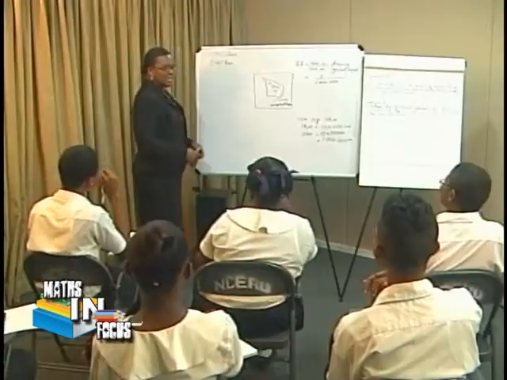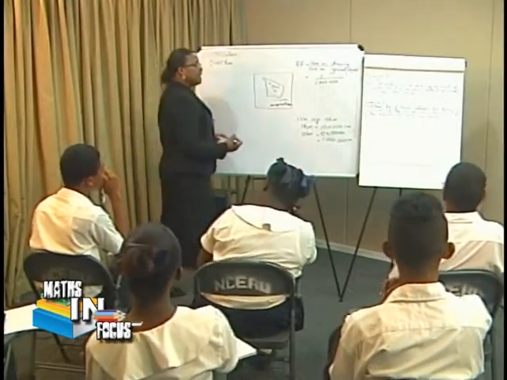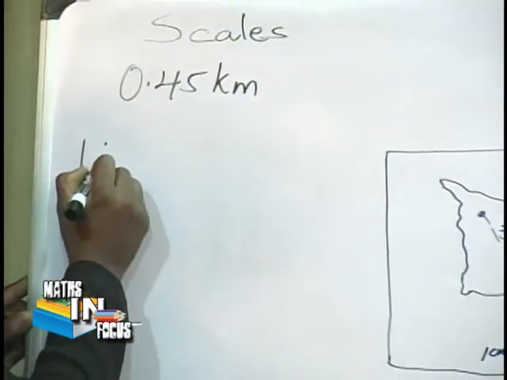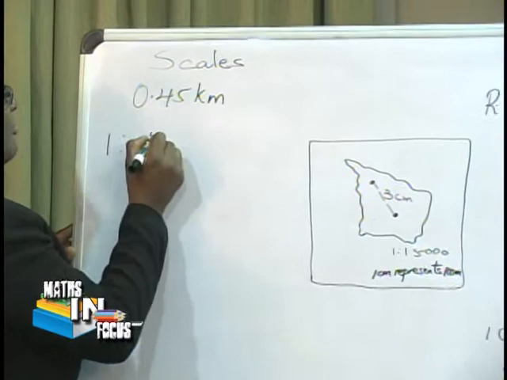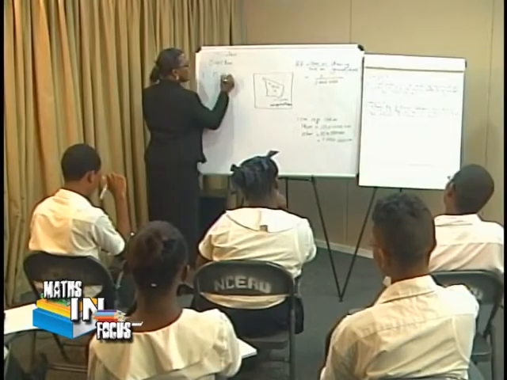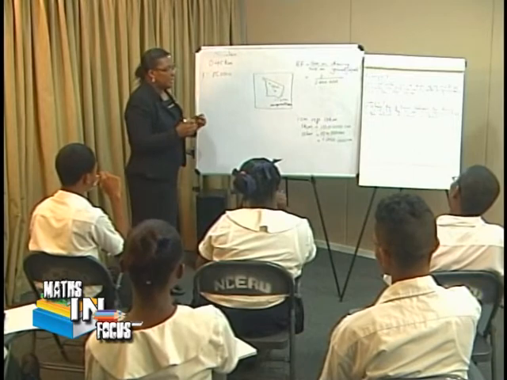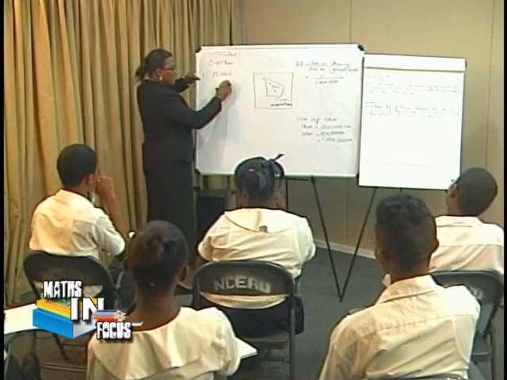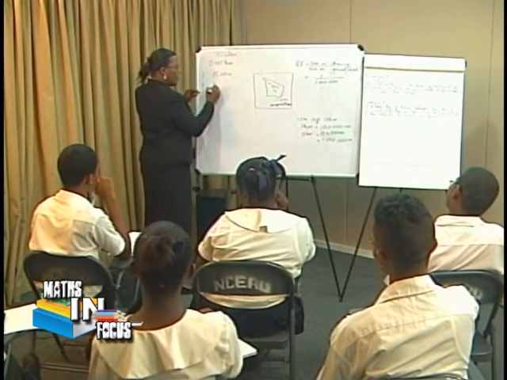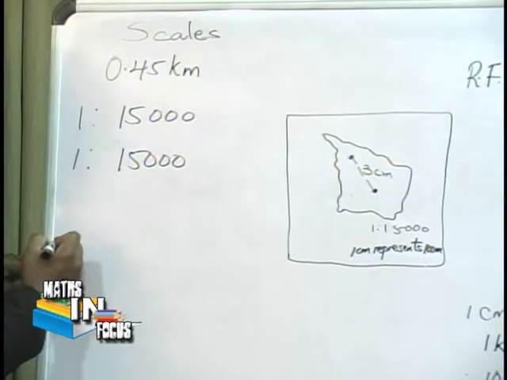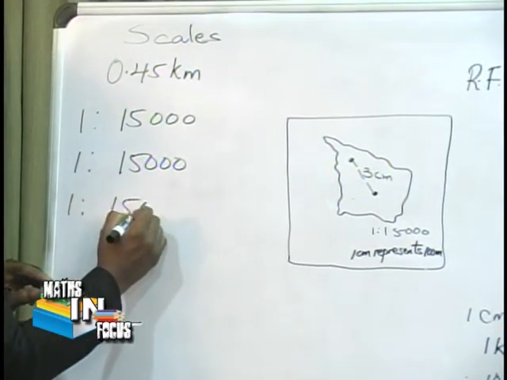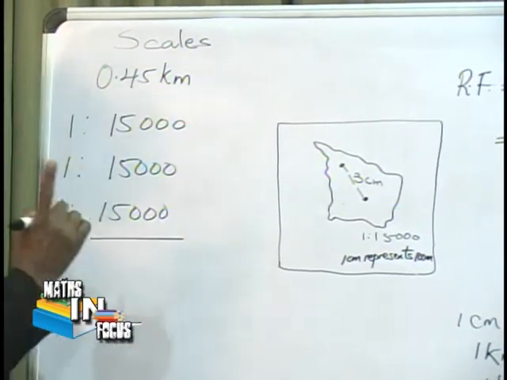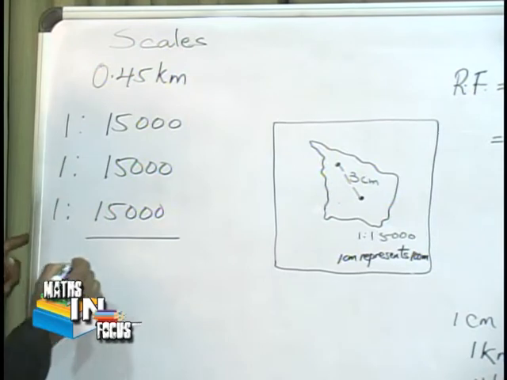Right, now let's reason this thing through. The scale says 1 cm on the diagram would be 15,000 on the ground. There are two towns, 3 cm apart. So if one is 15,000, then a second would be another 15,000, and then a third would be another 15,000. How many 15,000s do we have here? 3. And those 3 15,000s will sum up to 45,000.